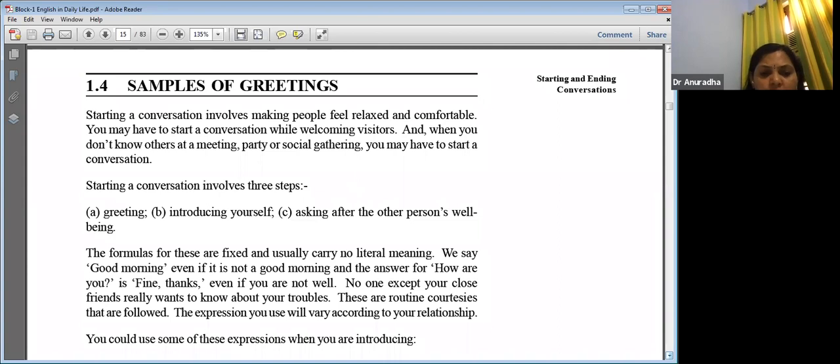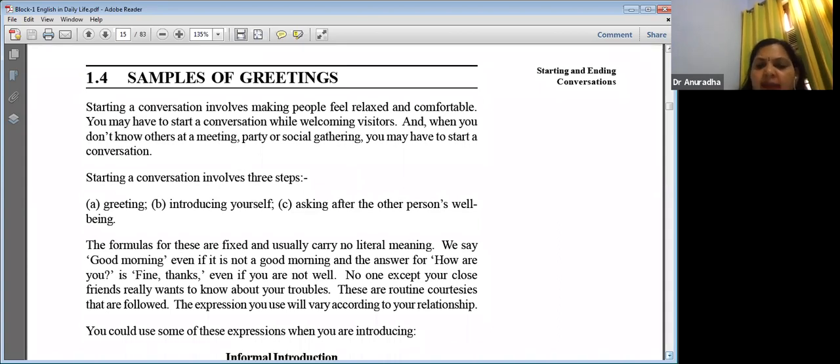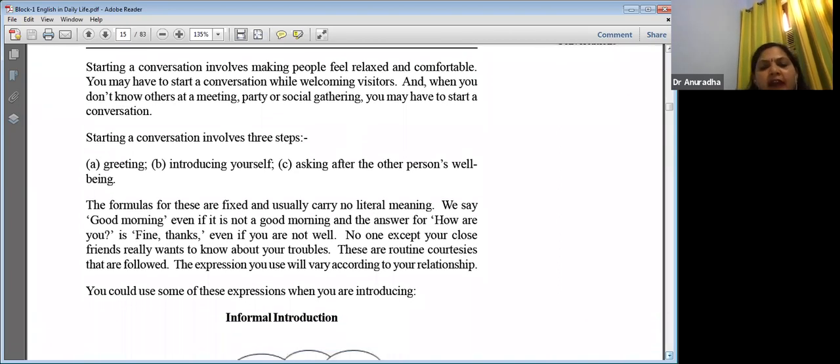The formulas for these are fixed and usually carry no literal meaning. We say good morning even if it is not a good morning, and the answer for how are you is fine, thanks. Okay, so good morning, for example, you may have a bad morning that day, but you are attending a meeting. Still, आप किसी को ये तो नहीं wish करोगे ना कि bad morning. आपका आप कुछ मतलब sometimes it happens that कुछ बुरा हो जाता है, कुछ गलत हो जाता है, but still you cannot avoid the meeting. Still, you will always say good morning. And how are you always will be answered in fine, thanks.